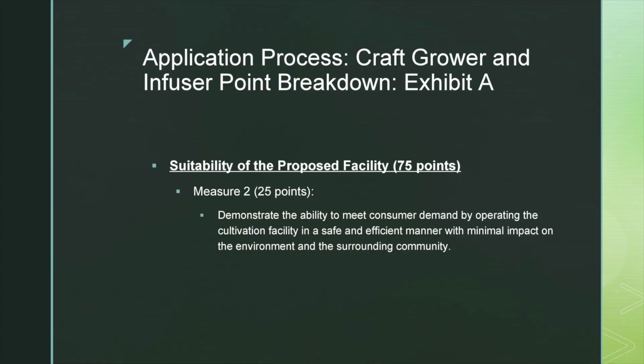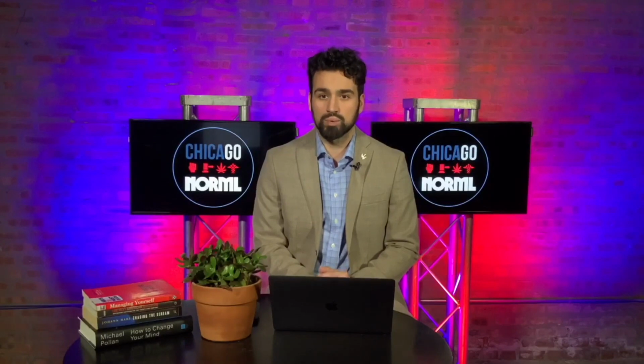On slide 15, you'll see measure 2, which is an additional 25 points. It asks you to demonstrate the ability to meet consumer demand by operating the cultivation facility in a safe and efficient manner with minimal impact on the environment and the surrounding community. How are you going to ensure workplace safety? How will you mitigate any nuisances to the surrounding community? Contemplate things like noise and smell reduction when putting it into your application.